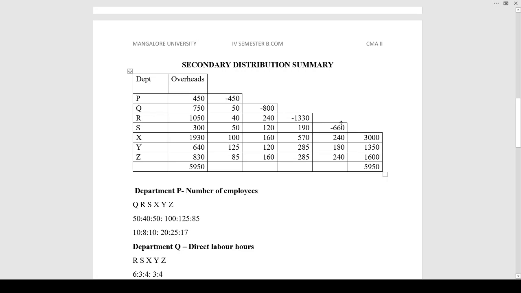Now when we finish the distribution and when we look at it, we can see that it has formed like steps of a ladder. That is why this method is known as the step ladder method. So you can see here the first step, second step, third step, fourth step and fifth step. So the secondary distribution summary looks like the steps of a ladder. That is why the name step ladder method is given to this method. So in this method, the service department overheads are distributed to the other departments, subsequent departments and the production departments.